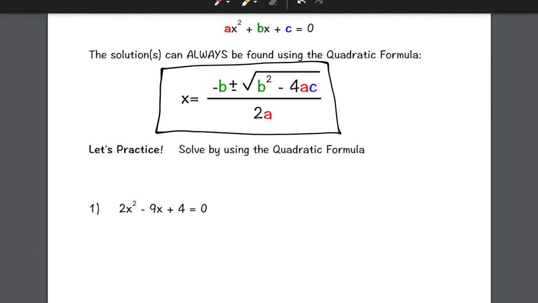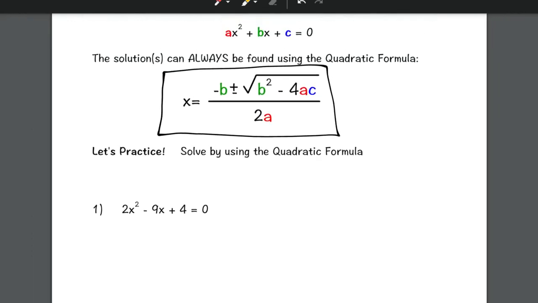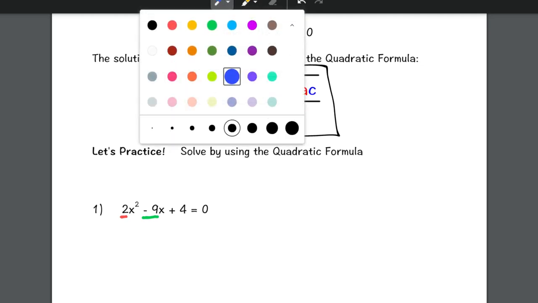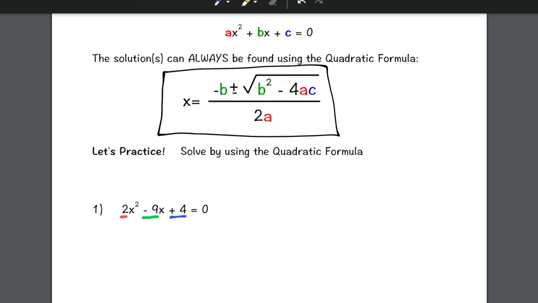I told you the standard form is ax squared plus bx plus c. So if you look here, my a in this instance is going to be 2. My b is going to be a negative 9, because that sign does make a difference. And my c will be this positive 4.